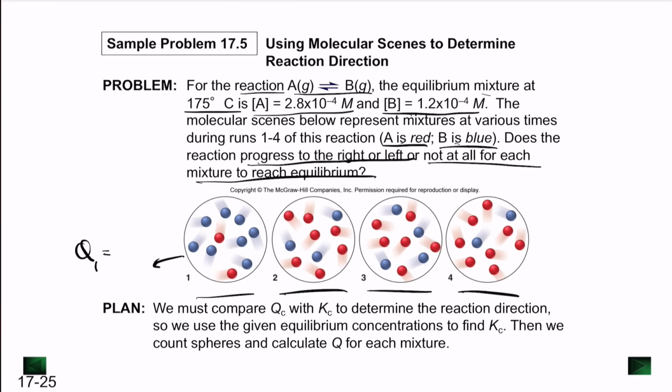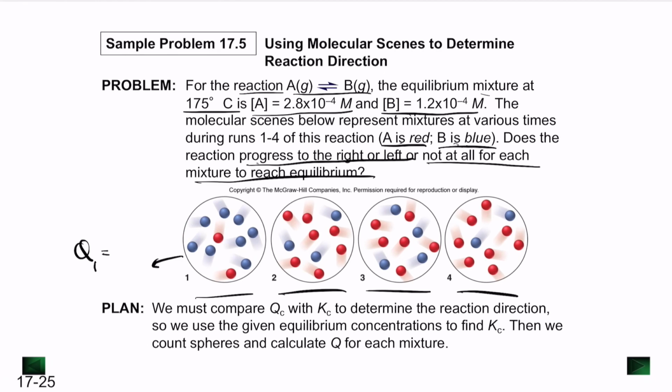Remember that blue is the product and red is the reactant, so Q is the number of blues over the number of reds. Here the number of blues is 1, 2, 3, 4, 5, 6, 7, 8, so 8 blues over 2 reds. So Q1 becomes 8 over 2, which is 4. Next, let's calculate Q2. You have 3 blues and 7 reds.